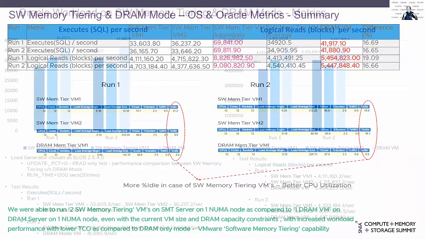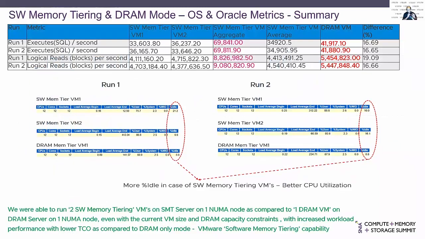Okay, now we had a look at the Oracle metrics. Let's now look at the operating system metrics, as part of run 1 and run 2. If we look at run 1, on the left-hand side of the illustration, from a VM1 perspective, the CPU idle time on the guest operating system was much more than what you see on the DRAM virtual machine, which means I have more idle time.